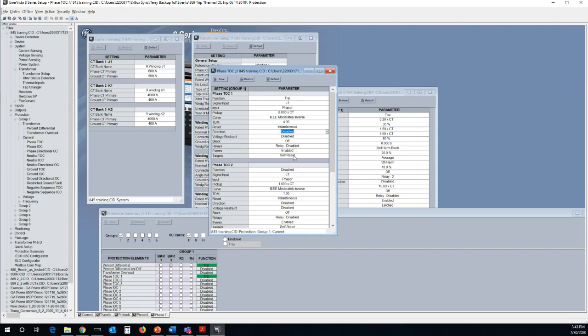And again, if we go down here to events, I want to make sure that my events are enabled so that it's in the time tag sequence of events record. And instead of being self-reset, since I'm tripping from it right up here, I want to change that to latched, and then I'm going to save that. And that pretty much gets my time overcurrent and my slope differential characteristic, as well as my transformer differential for this particular model transformer in this 845 relay.